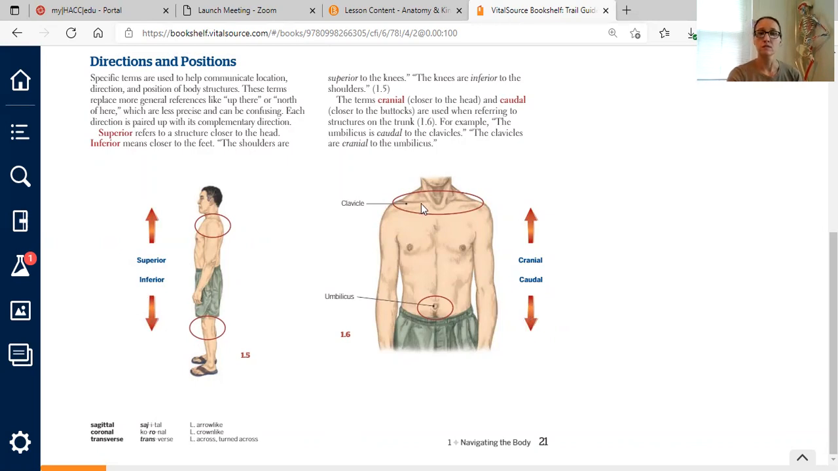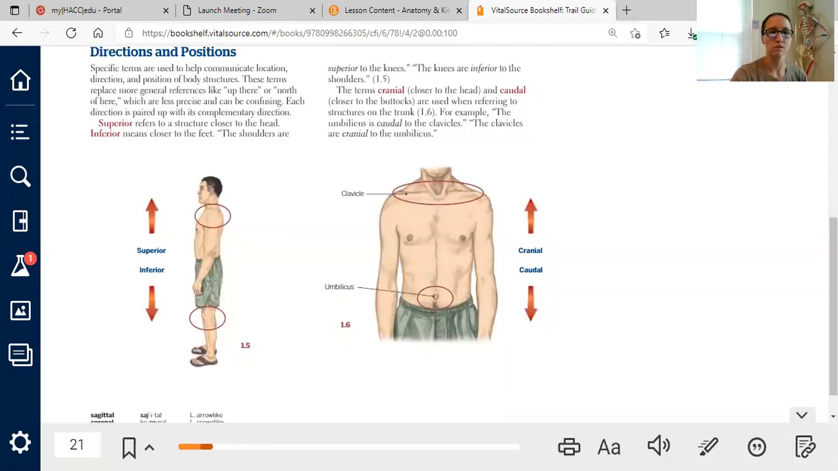But if we were going to use cranial and caudal, cranial meaning closer to the cranium or closer to the head, we could say that the clavicle is more cranial than the umbilicus or belly button, and that the belly button is more caudal than the clavicle. And that's how we would use those. But like I said, we don't really use these. We don't use those terms so much in massage therapy. All right.